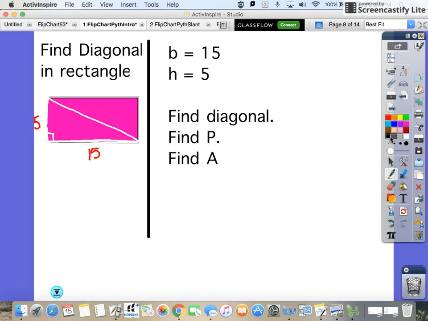So what we're going to do is, again, use the Pythagorean Theorem. This is going to be our C. So we'll go A squared plus B squared equals C squared. What we're really looking for is this C value. C is the hypotenuse, but it's also the diagonal of the rectangle. So in this example, A and B are interchangeable, but I'll call one of them 15, and the other is 5. Equals C squared.